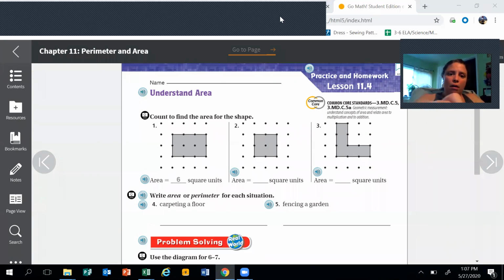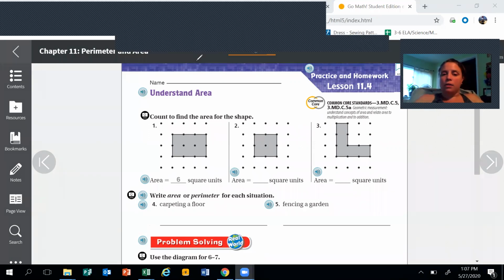So to start this off, you're gonna need to draw all the squares in. So basically connect the dots. Then I want you to go in every single time and put the numbers in. Okay, so this is 1, 2, 3, 4, 5, and 6. So I know that's 6 square units.